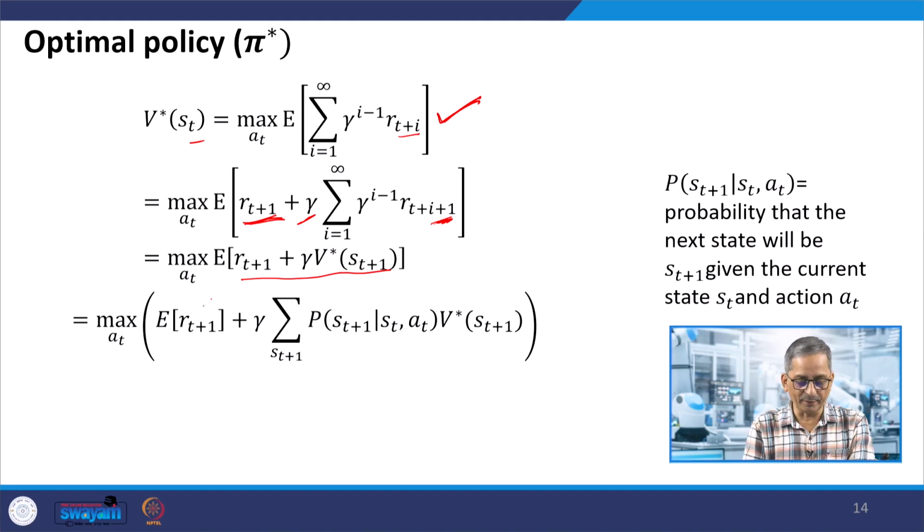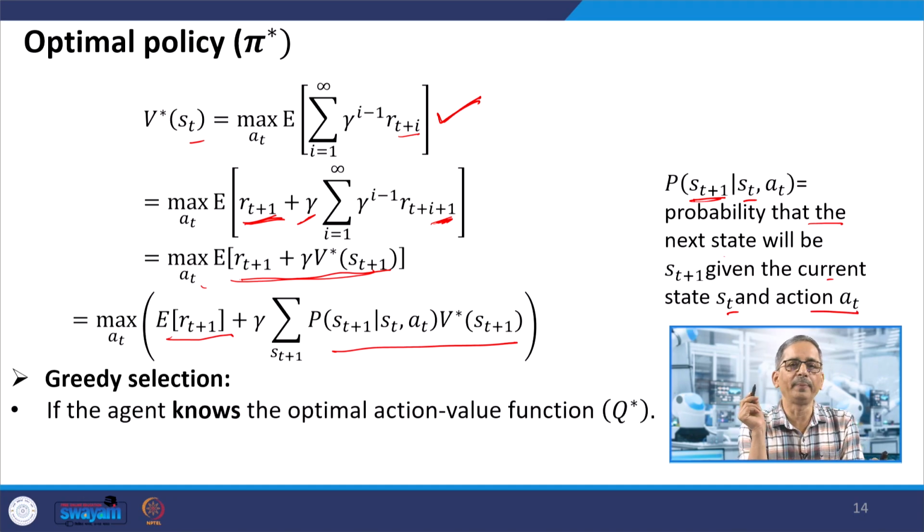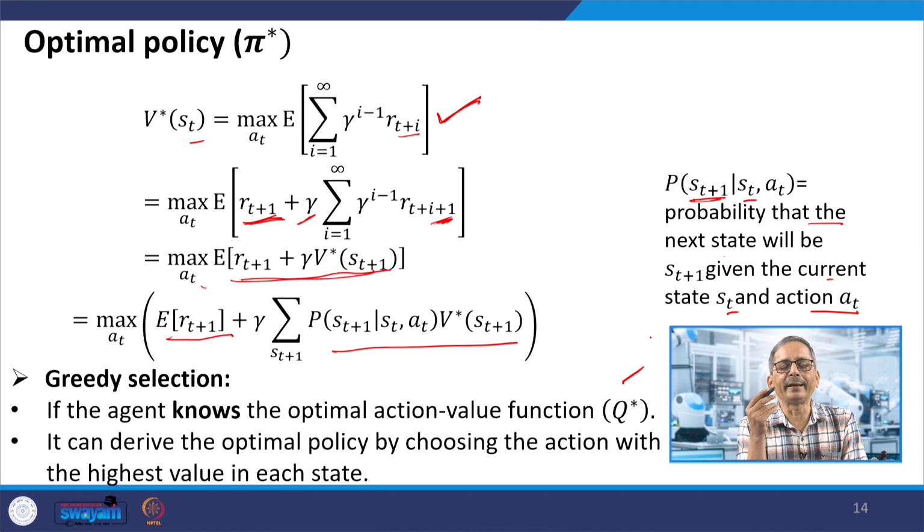Further, we can write this separately in this form, where P(s_{t+1} | s_t, a_t) is the probability that the next state will be s_{t+1} given the current state s_t and the action a_t. The next important concept is greedy selection. If the agent knows the optimal action value function, say Q star, it can derive the optimal policy by choosing the action with the highest value in each state.